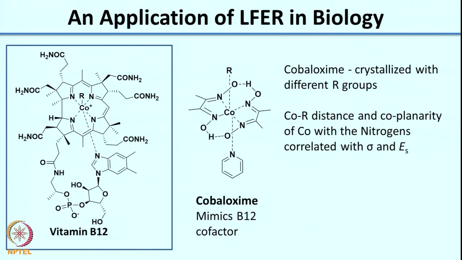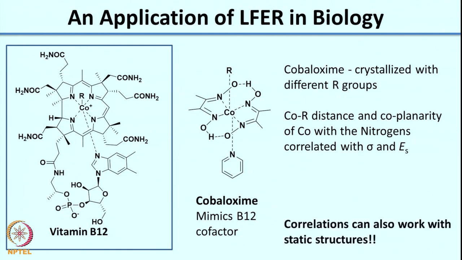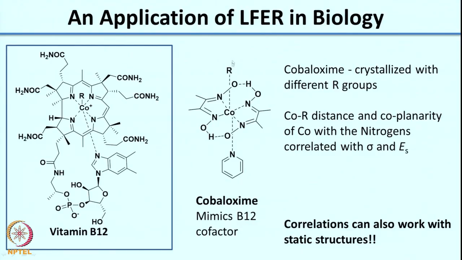So, what they found was that the Co-R distance correlated with sigma. So, that mainly indicates that the Co-R distance is affected mainly by electronic parameters. But what was seen is that how much Co is pushed out of the plane correlated better with ES, indicating that it was more of a steric effect. So, what was seen is that one could use the Taft equation to figure out a very important property of these cobaloximes.